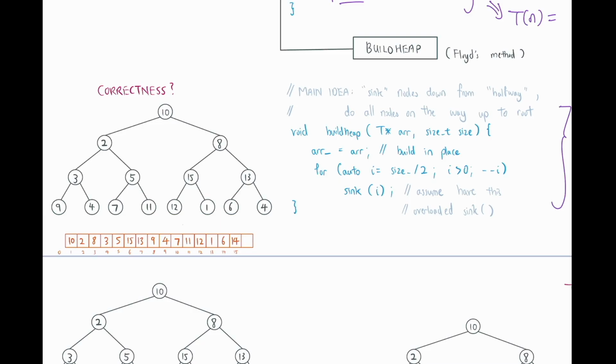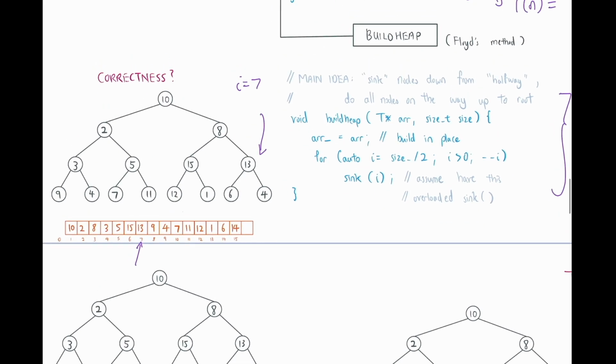So if we follow the algorithm, we start from size divided by 2, which in this case would be 7. So we start from i equals 7, which is here, and then we sink it down, which we have already seen previously, so I will skip all the details. We find that between the two children, left and right, this is the smaller one. So we sink to the right side, which simply means that at the end of the operation, this 4 will be here, 13 will be here, and then we decrement i. Now i equals 6, which is here.